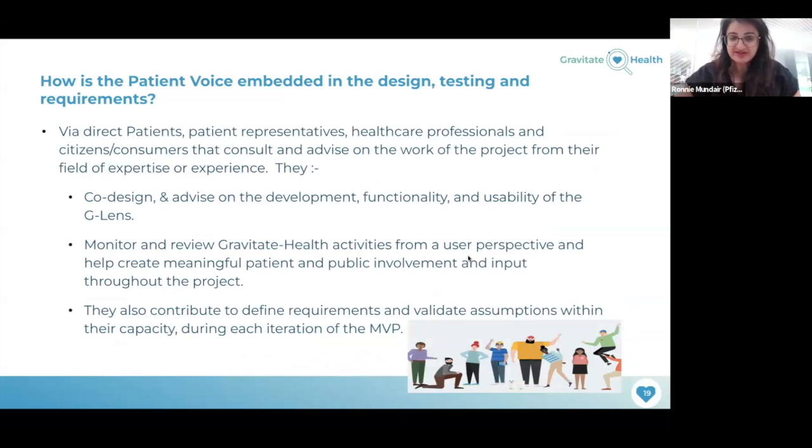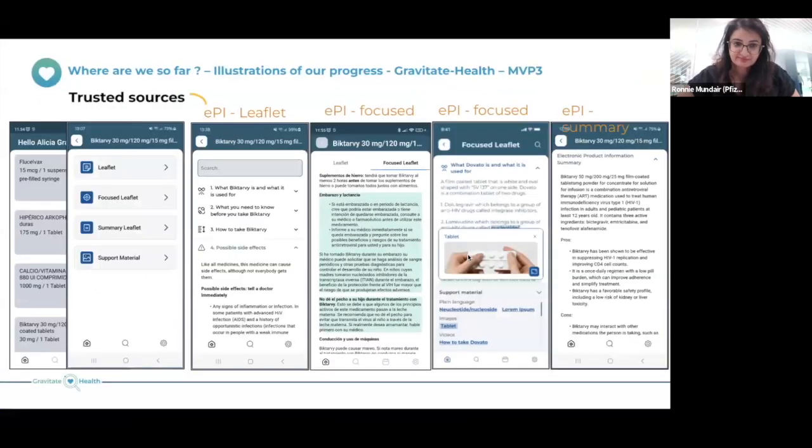So it's important just to end here with saying that the patient voice, as I mentioned before, is embedded in the design, testing, and requirements. As we've gone through the project, patients and their patient representatives, healthcare professionals, and citizens have been consulted and they advised on our work. Next slide, please. And you'll see more on this, but generally this is the front end, and there's lots of amazing work happening on the back end. But this is an example of the MVP that we have, the minimum viable product, where you can see the full leaflet, a focus leaflet, and a summary of the leaflet. And my colleagues in the next few slides will tell you more about this. So handing over to Lene and Ricardo.